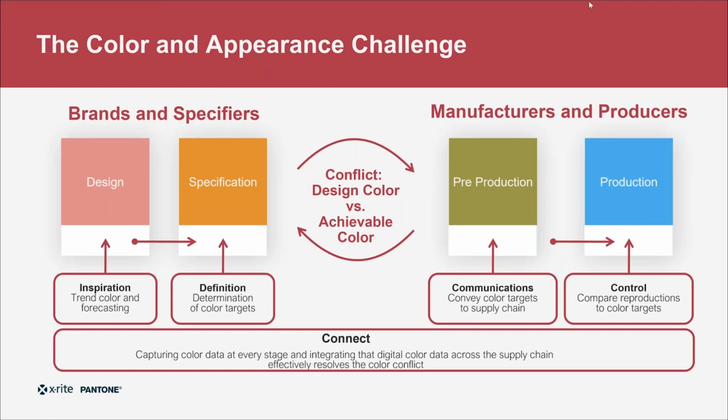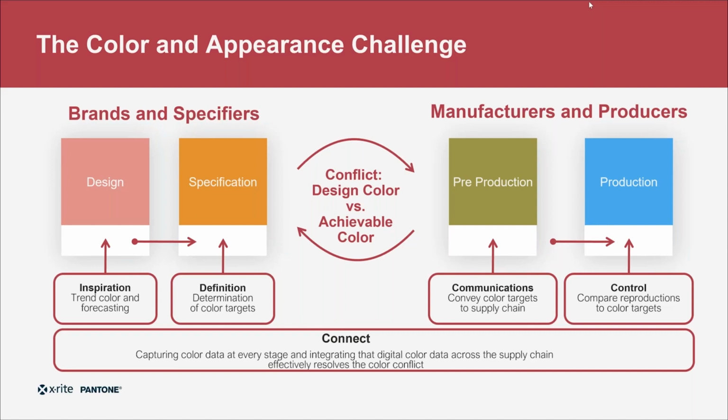So color and appearance, the color and appearance challenge. So we have the different stages of the product design process. We have in the first steps, the design and specification. So these are the brands, whether they have their own branding tool set or they're working on a new collection. And then those that are specifying too, working within the same constraints or limits of the color and appearance palette. So we are talking about the inspiration.